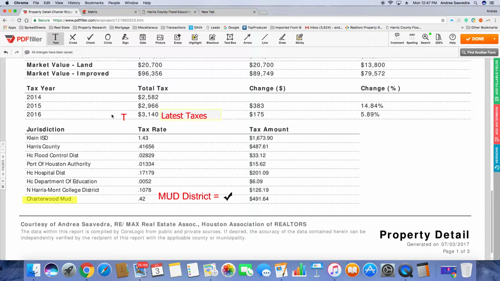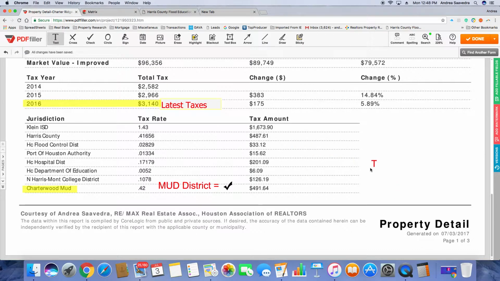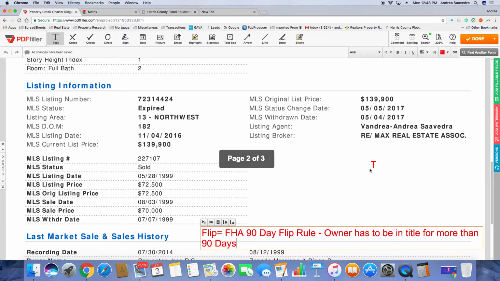And then another thing that I like to take a look at is the taxes, okay? The buyers usually want to know how much their monthly payment is going to be, or how much are the yearly taxes. So I always take a look and make sure that it's the latest year that appears right here, okay? So that's the information I will give to my buyers. Let's take a look at the next page.